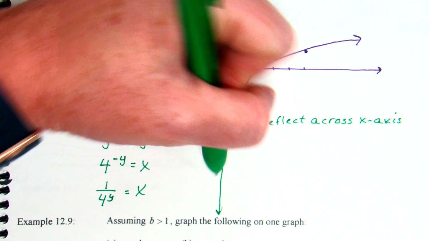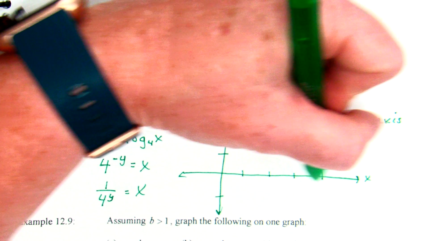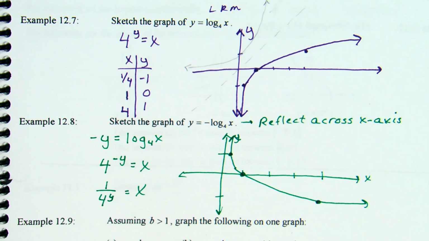So if I sketch this graph, instead of 1/4, -1, I'm going to do 4, -1. My 1, 0 is still the same. Instead of 4, 1, I'm going to do 1/4, 1. And so it is reflected across the x-axis. Okay, so whether you think about it as reflection, or whether you think about it as an XY chart, it's all the same idea.